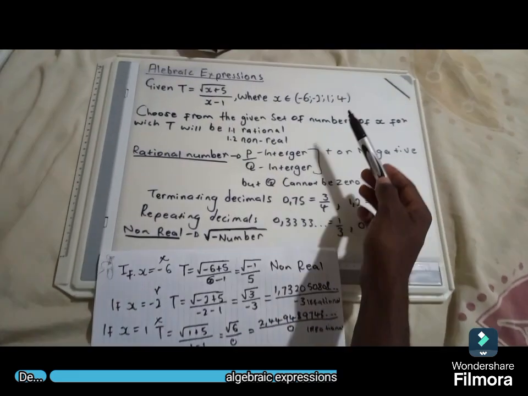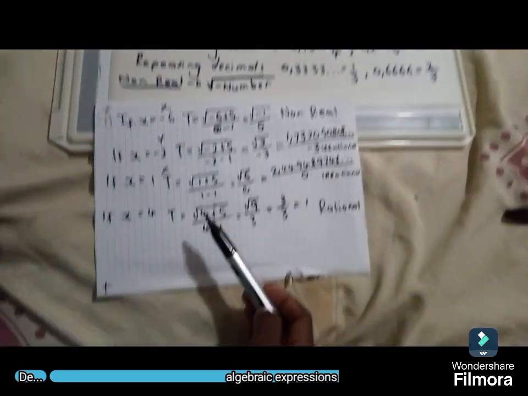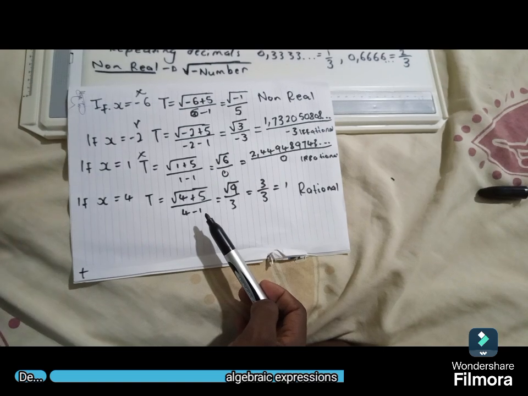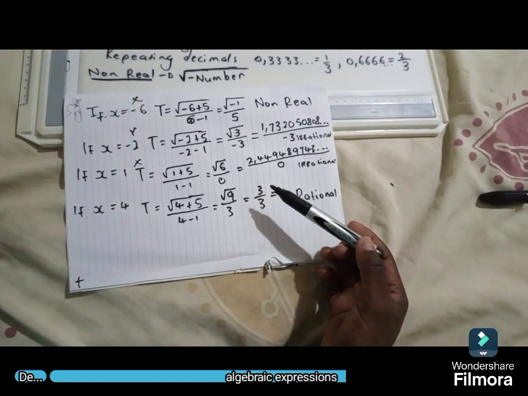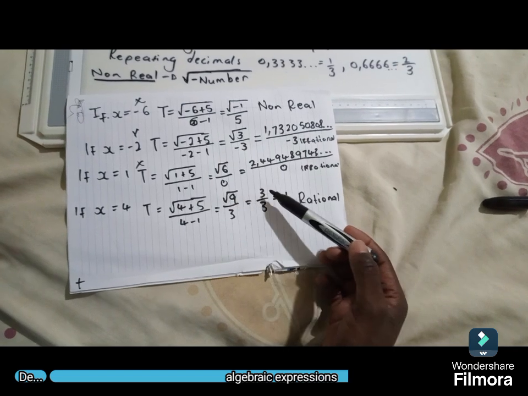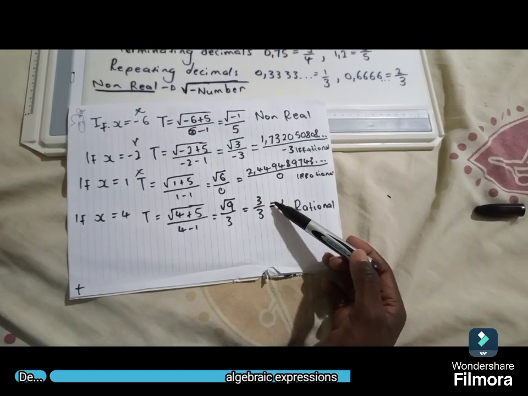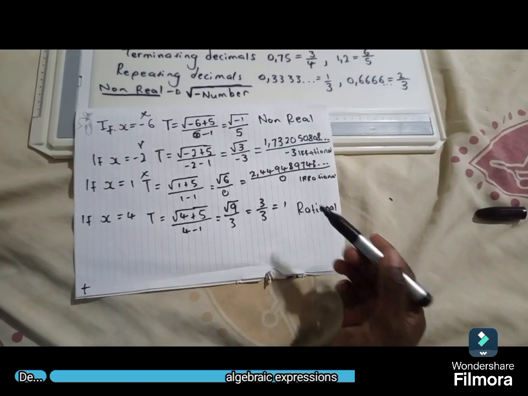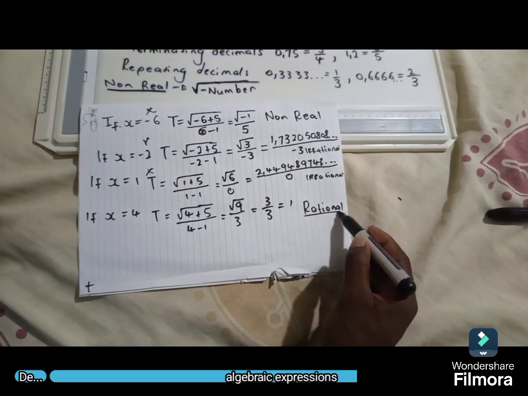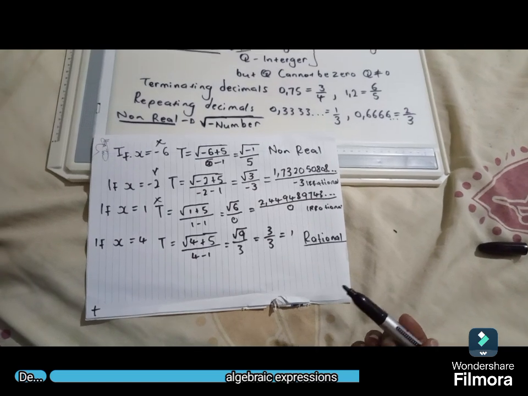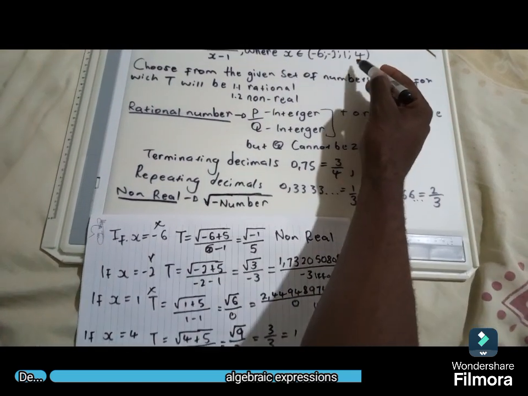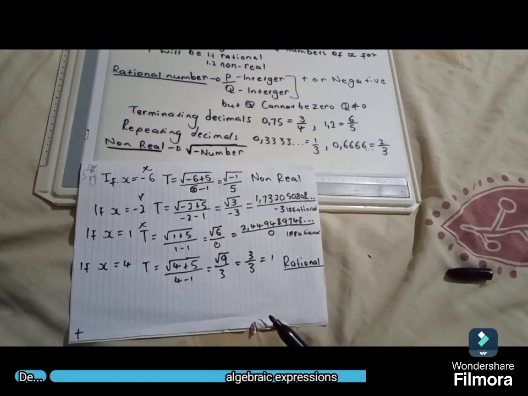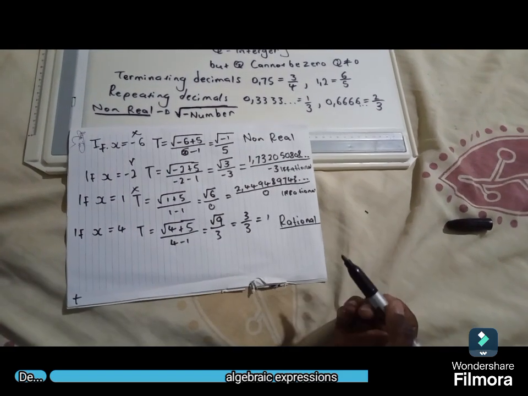So continuing to inputting 4 into our given equation, we have 4 plus 5 at the top, which gives us the square root of 9. 4 minus 1 at the bottom, which gives us 3. So we have the square root of 9, it's 3. So we have 3 over 3, which equates to 1. Because 1 is a whole number, the result is that the number is rational. So you have now answered the question. When you input 4 into this equation, the result is that you're going to have a number which is rational.